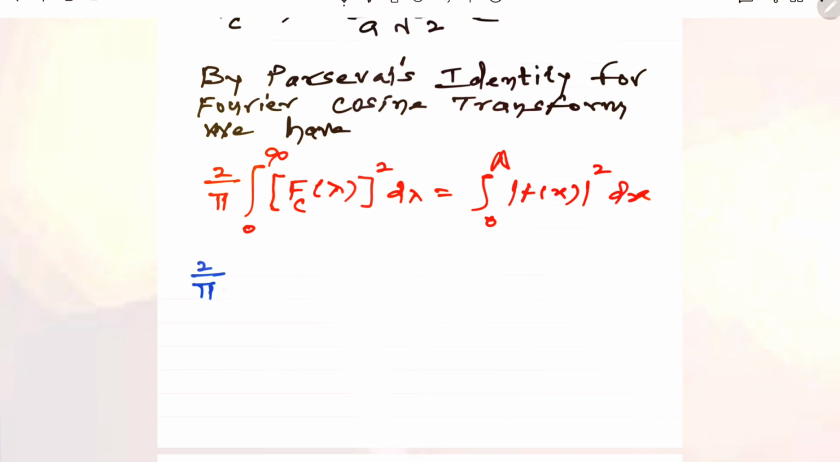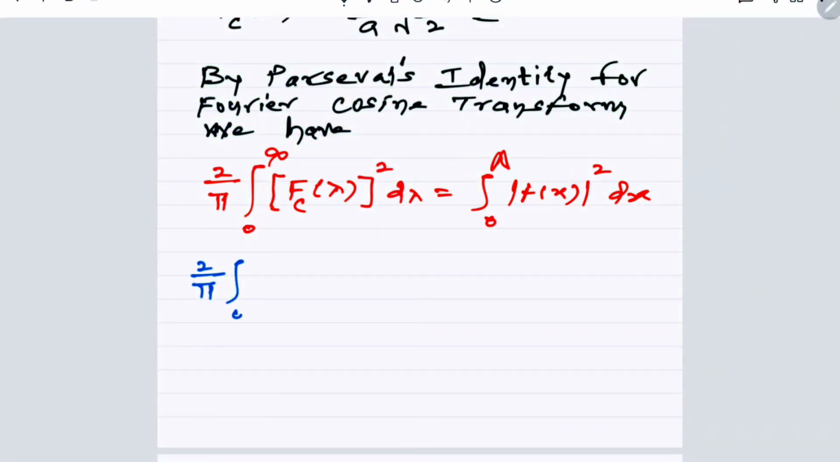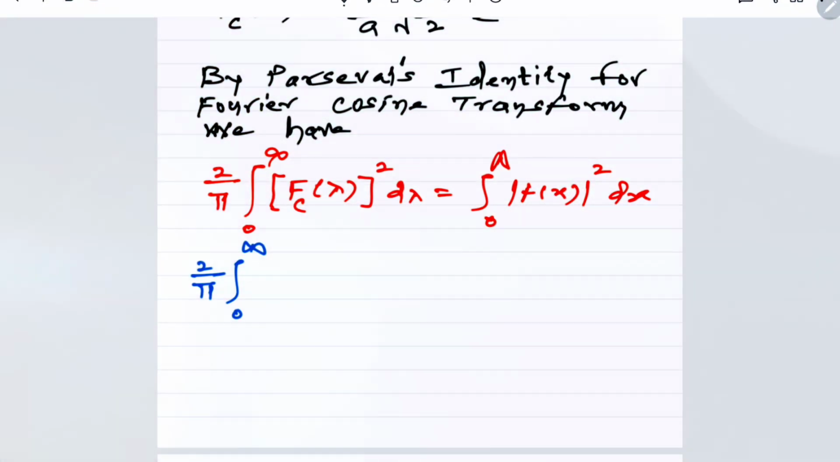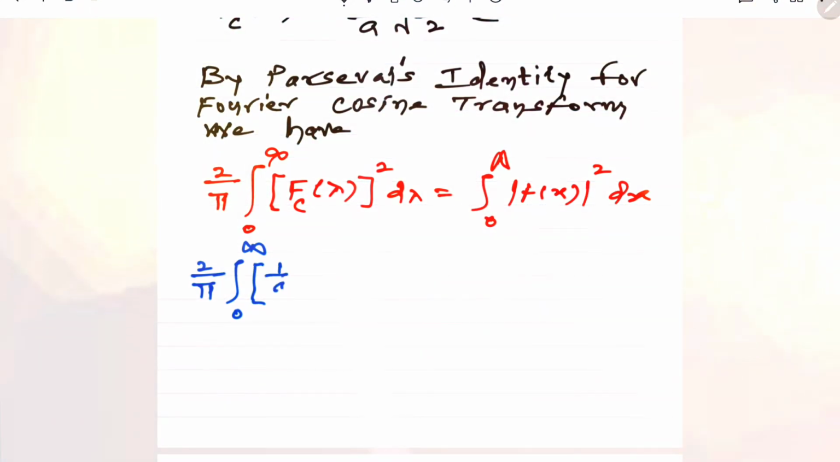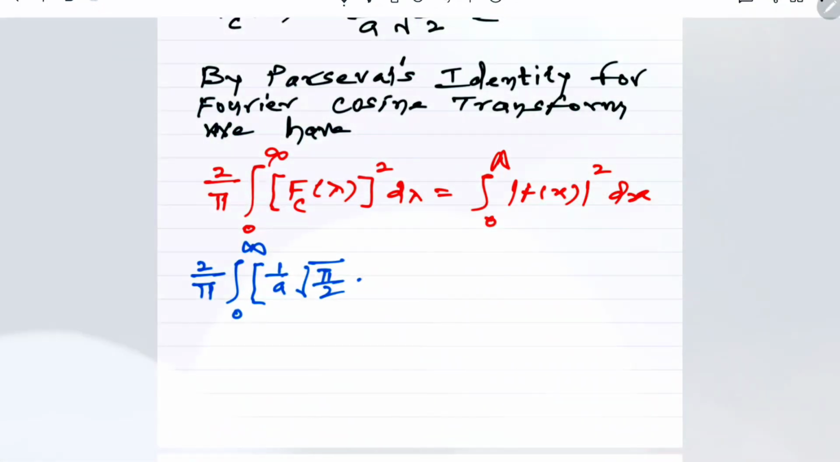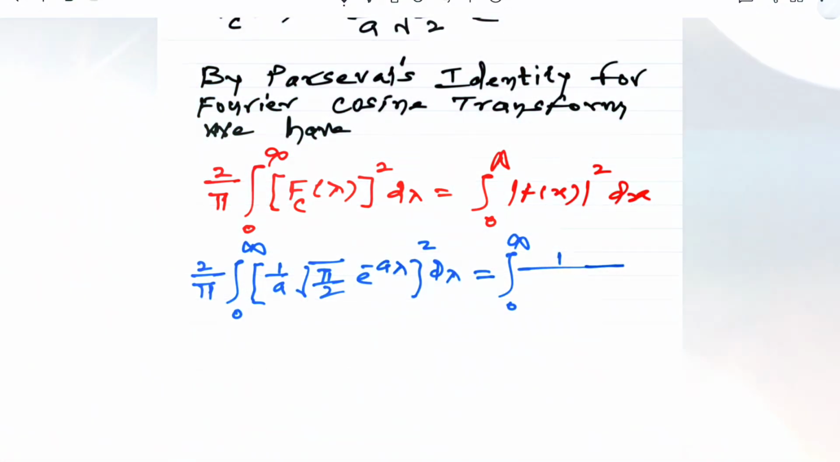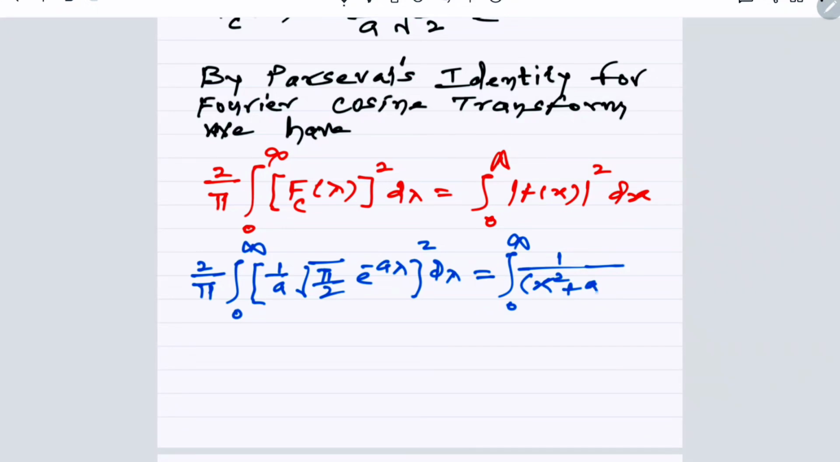Then substituting the value of Fc lambda, we get 2 by pi into integration from 0 to infinity of (1 by a square root of pi by 2 into e raised to minus a lambda) whole square with respect to lambda, equals the integral from 0 to infinity, substituting the value of f of x as 1 upon x square plus a square, its square with respect to x.